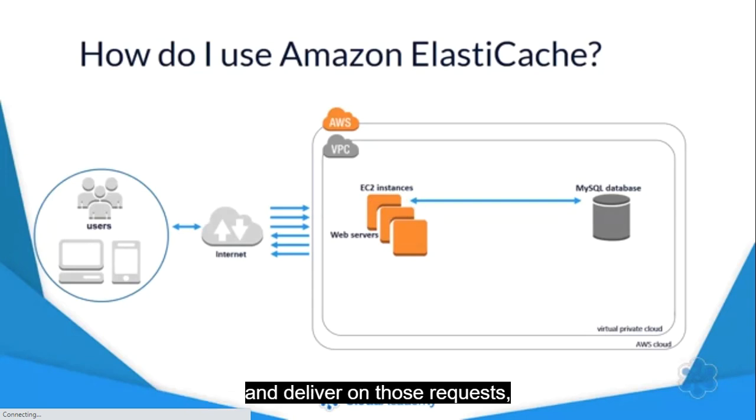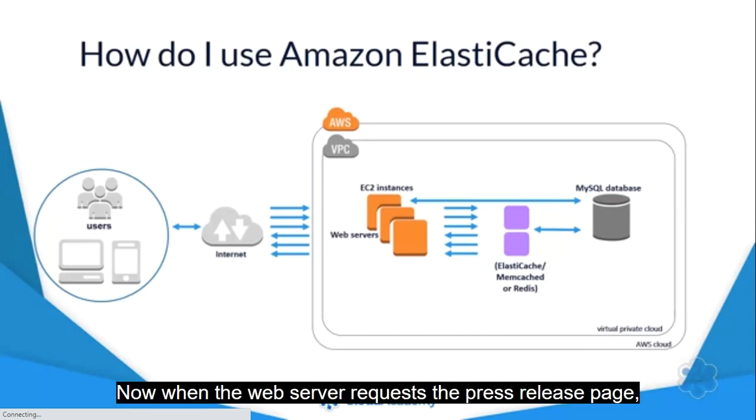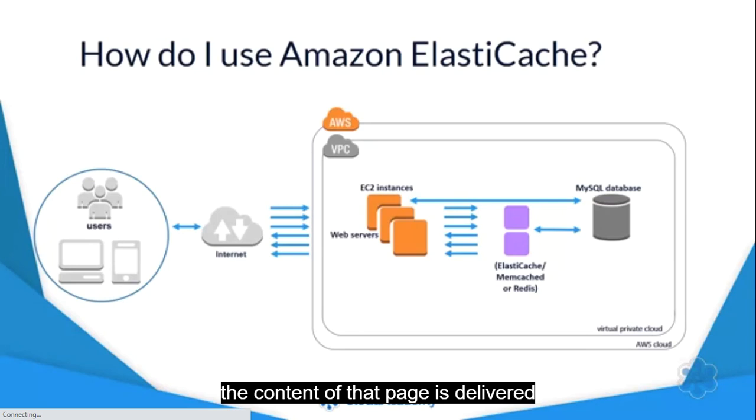However, the website was able to respond and deliver on those requests, because after the site crashed last year, we implemented Amazon ElastiCache between the web server and the MySQL database to cache website page content. Now when the web server requests the press release page, the content of that page is delivered out of Amazon ElastiCache, reducing the time it takes the web server to display the press release by removing the need for the web server to request the press release page content from the MySQL database.